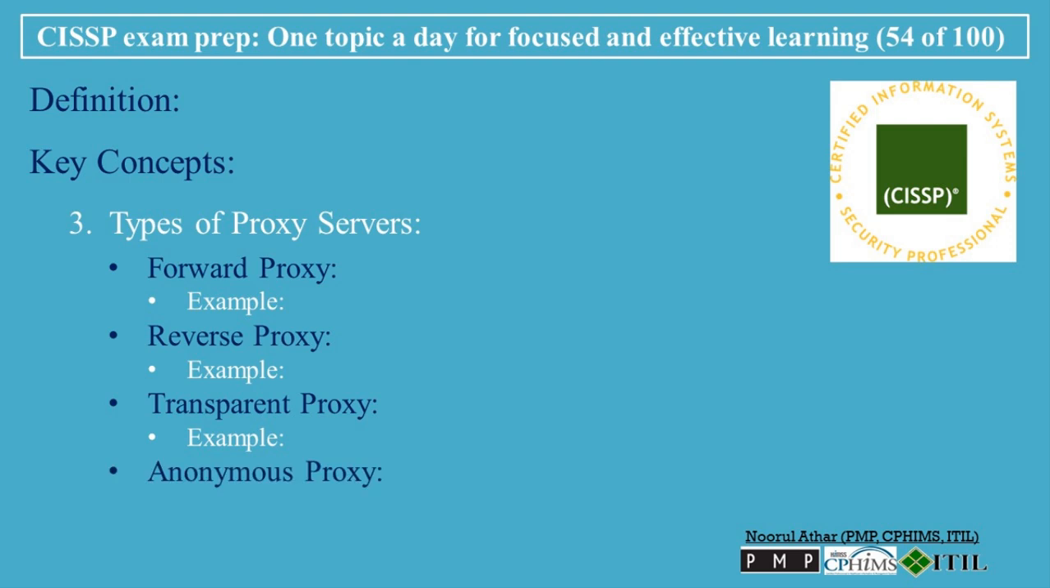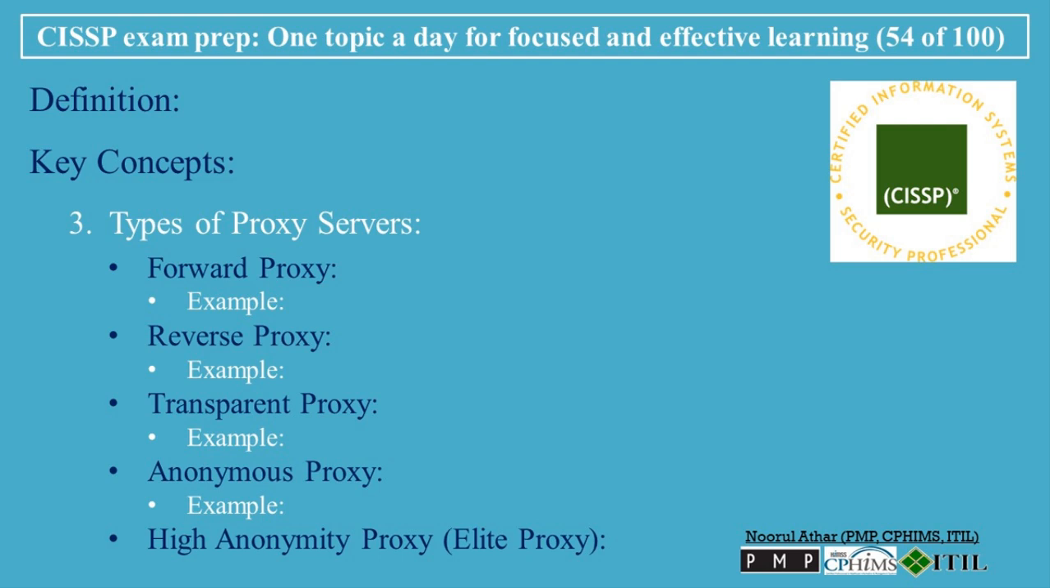Anonymous proxy. An anonymous proxy hides the client's IP address from the destination server, but still reveals that a proxy is being used. Anonymous proxies are often used to enhance privacy and security by preventing websites from tracking the user's real IP. Example: a user connects to an anonymous proxy to browse the internet without revealing their IP address to websites.